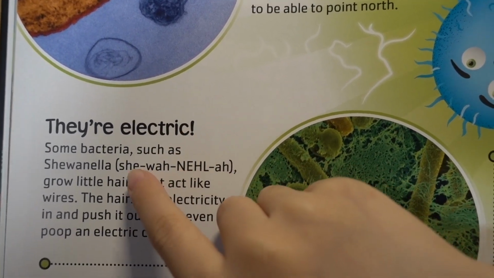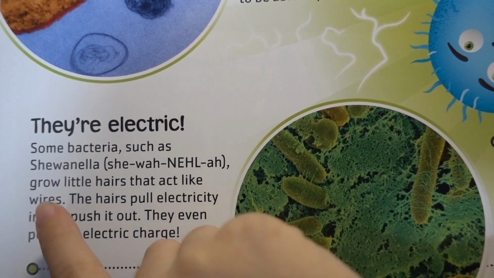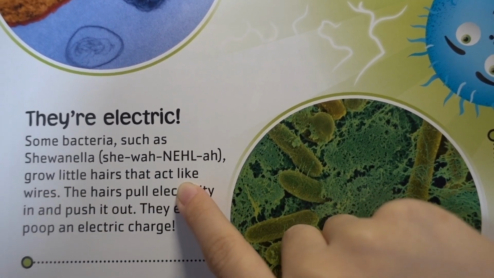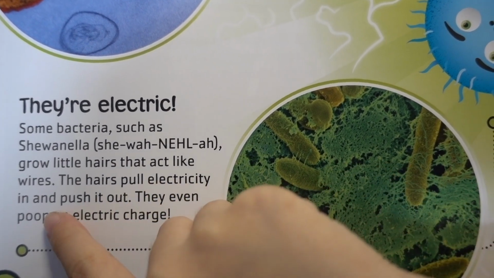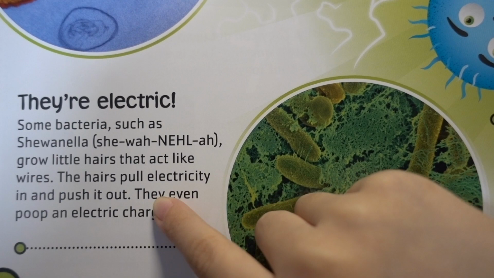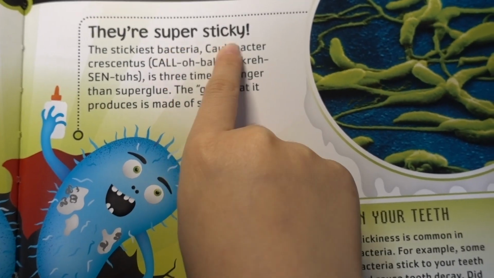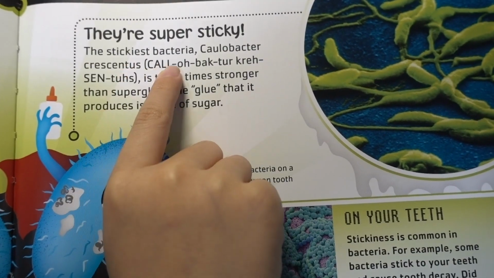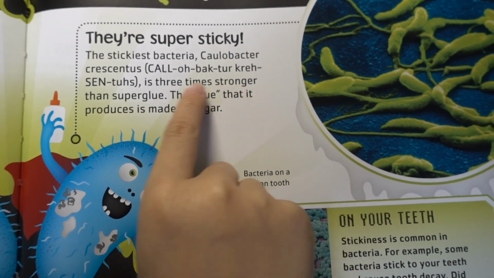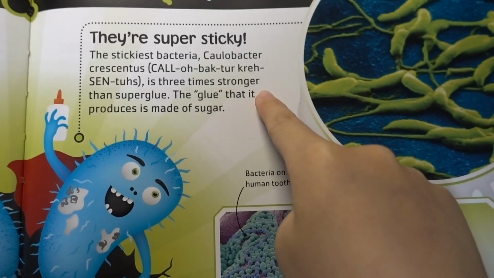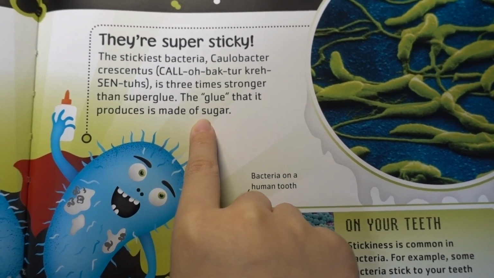They're electric. Some bacteria, such as Shigella, grow little hairs that act like wires. The hairs pull electricity in and push it out. They even poop an electric charge. They're super sticky. The stickiest bacteria, Caulobacter crescentus, is 3 times stronger than superglue. The glue that it produces is made of sugar.